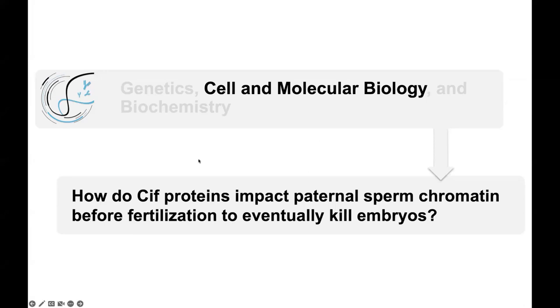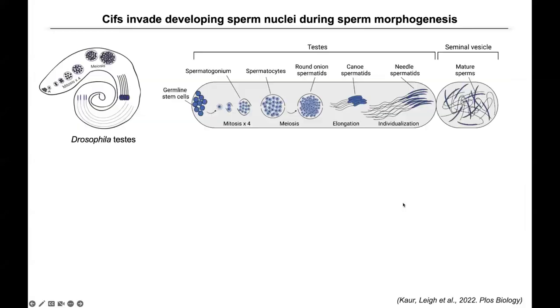So to understand the impact of CIFs on the paternal chromatin, we looked at the host spermatogenesis process. Since we are dealing with the Drosophila melanogaster system, this is how the Drosophila testis looks, where sperm development is a multi-step process. The testis is in a curly form, and if you just open it up and make it straight, this is how it looks. And this is what we do when we need to dissect and stain them for morphological and localization purposes.